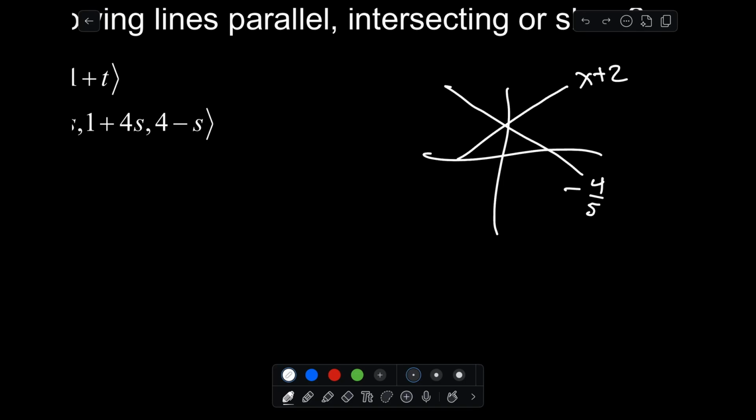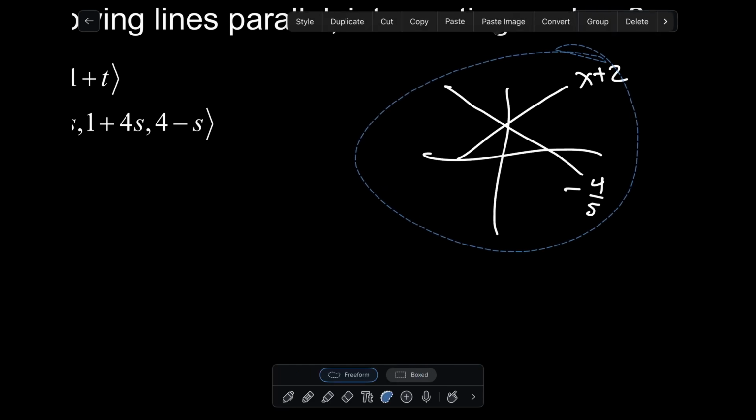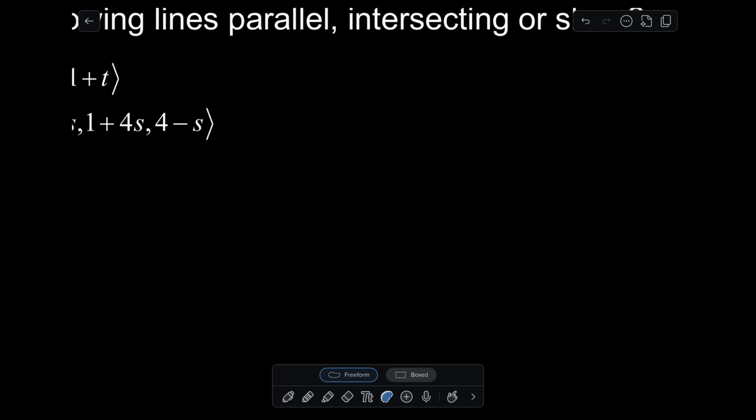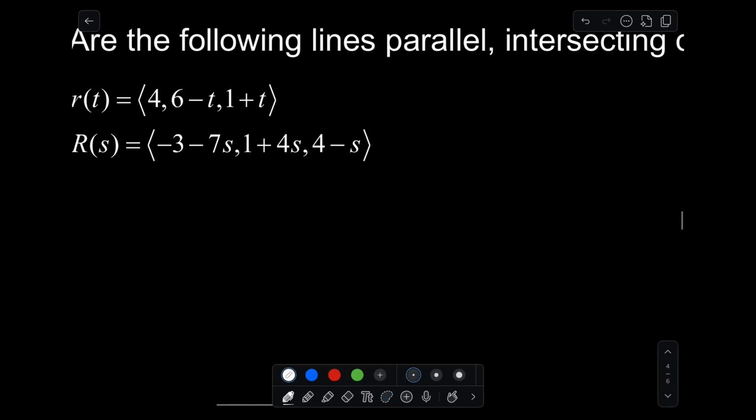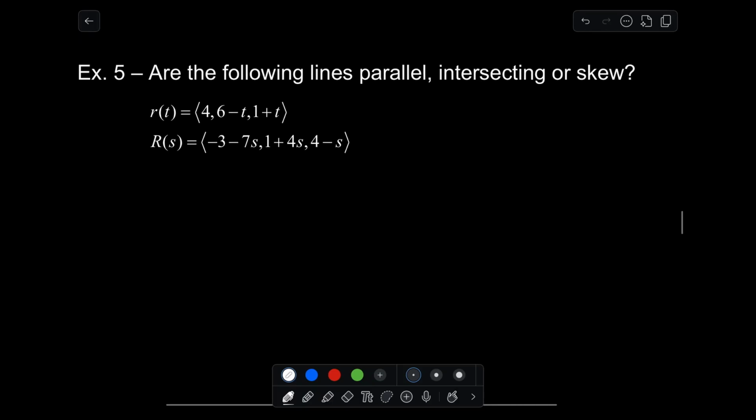And skew just means that they are never going to touch. In 2D, if we knew that two lines were never going to touch, that means we know that they're parallel. That means we know that the change in x or the change in y is the same for both. But in this case, we can't say that for sure. Now what we would have to do is try and solve for our values of t and s. Let's see if they would be parallel, intersecting, or skew, right?